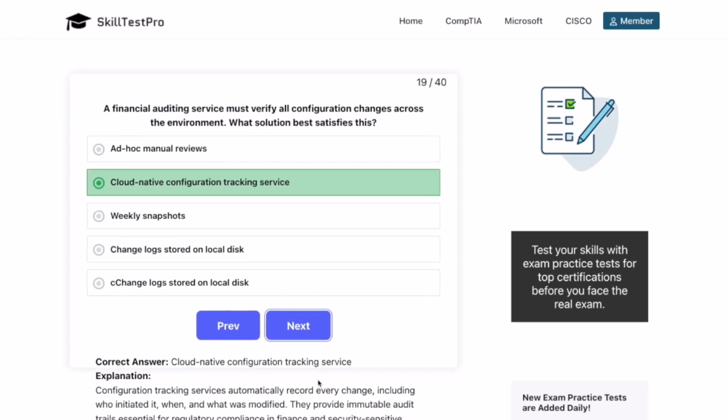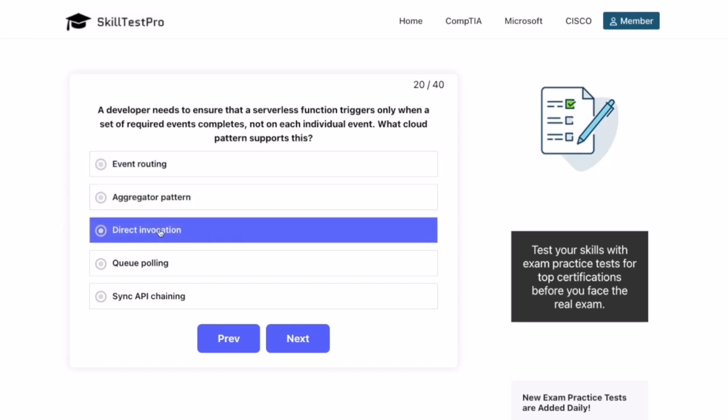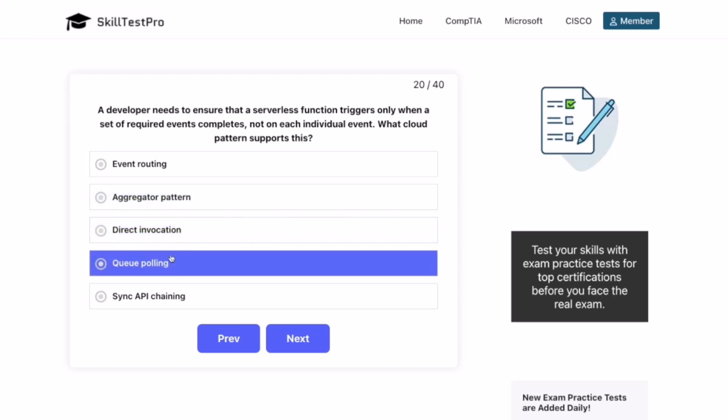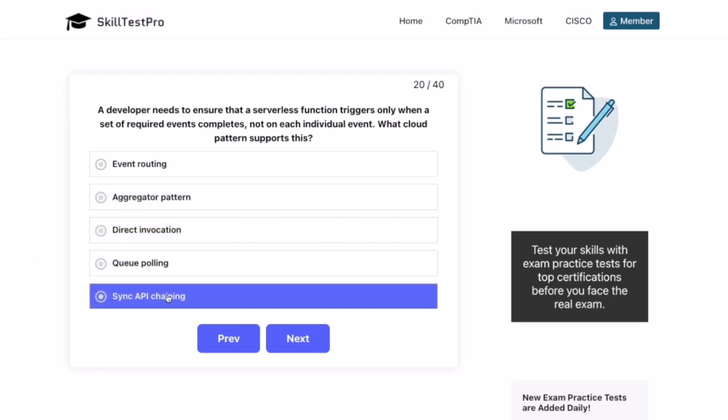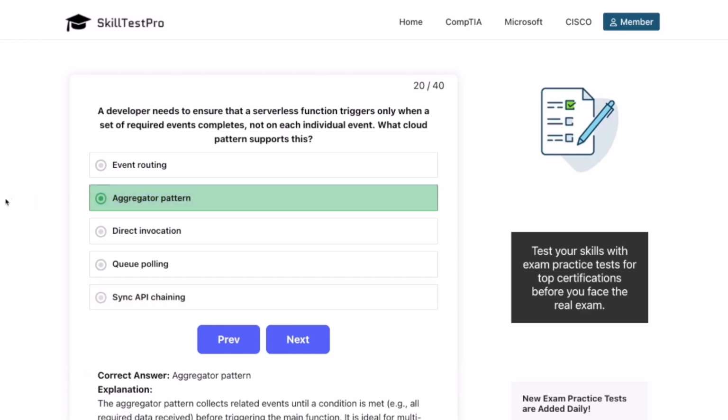And finally, question 20. A developer needs to ensure that a serverless function triggers only when a set of required events completes, not on each individual event. What cloud pattern supports this? Event routing, aggregator pattern, direct invocation, queue polling, or sync API chaining? The correct answer is aggregator pattern.